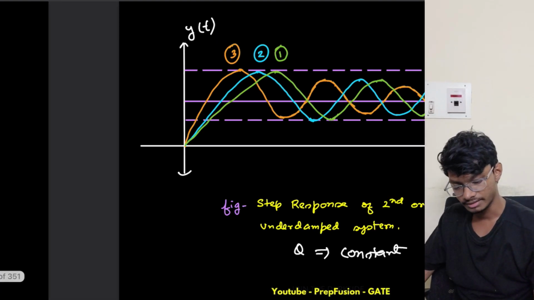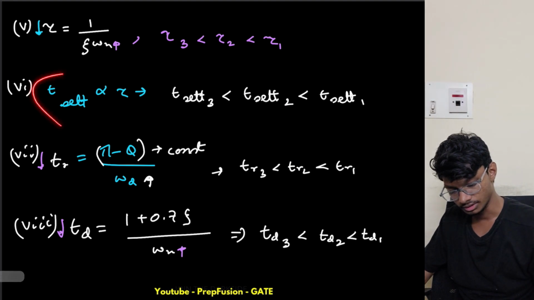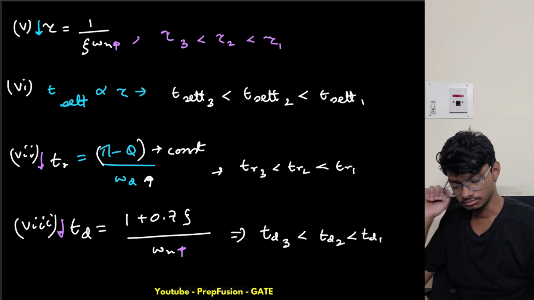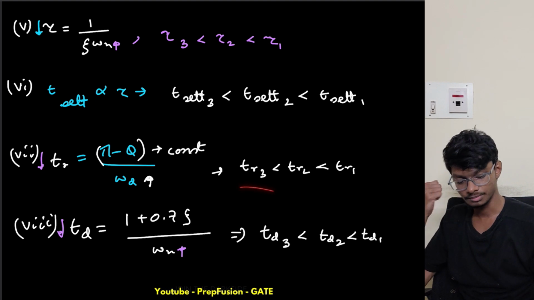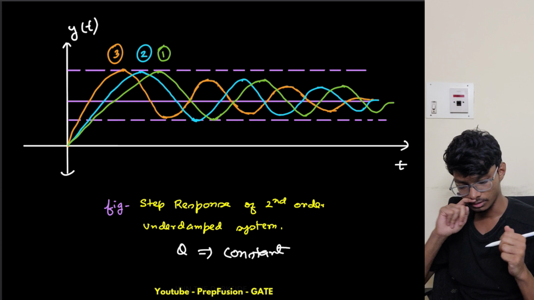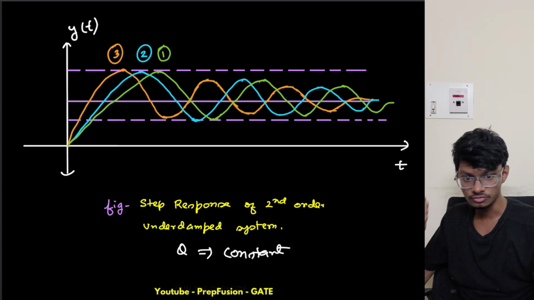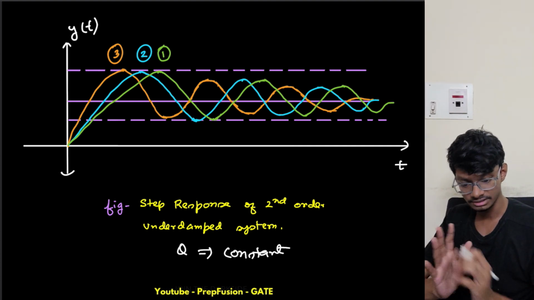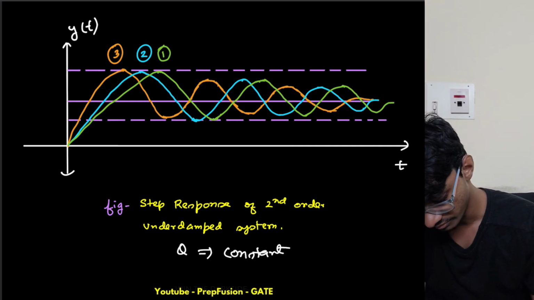It will have less settling time, because here also zeta omega n, okay, t settling is less, my tau is less, my rise time is less, my delay time is less, so it will reach there faster. Everything is less, and my peak overshoot for all the three systems is the same. So here I can directly say that my third system will give me the best performance, right?